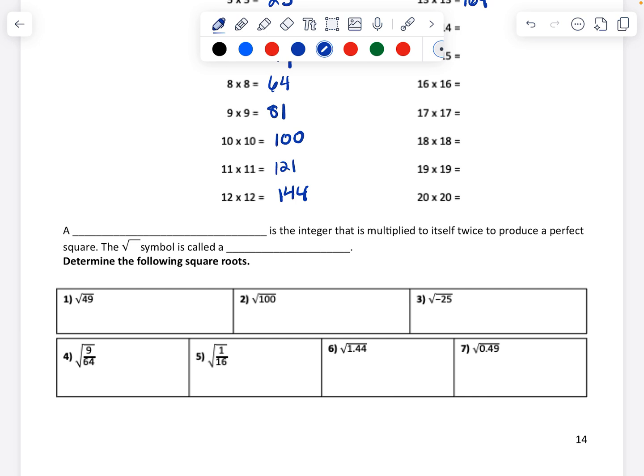So a perfect square is the integer that is multiplied by itself to produce a square number. Those are called square numbers. This symbol is called the square root. So the square root of 49 is 7. The square root of 100 is 10. The square root of negative 25, that one's not possible.